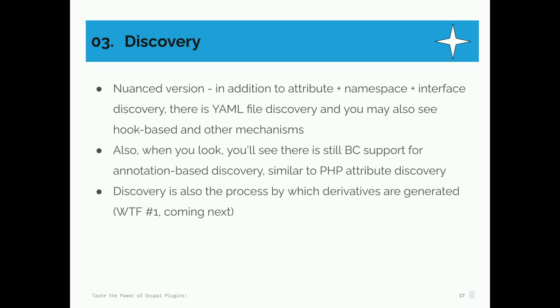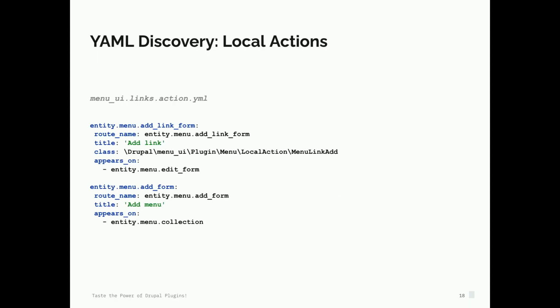You'll also see, if you look, cases where plugins are using annotations instead of attributes. And they basically work the same. The backwards compatibility support for that is still there, but it's going to be removed. And I'll show you what that looks like. But for anything you write new, you should be using PHP attributes. And then again, discovery is the process by which derivatives are generated, and we'll come back to that again, but that's important also to try to wrap your head around.